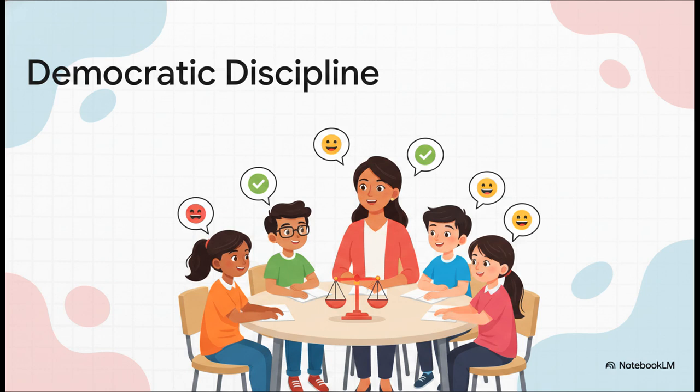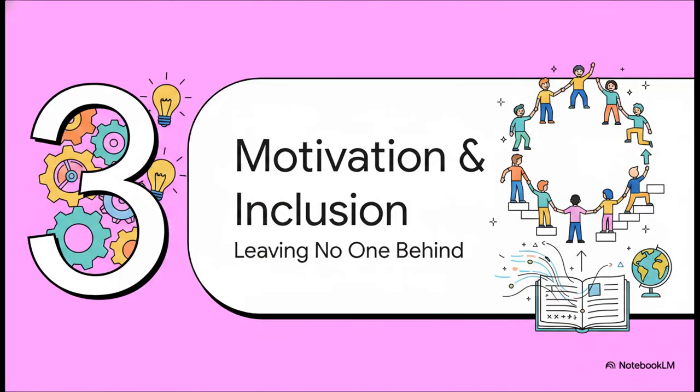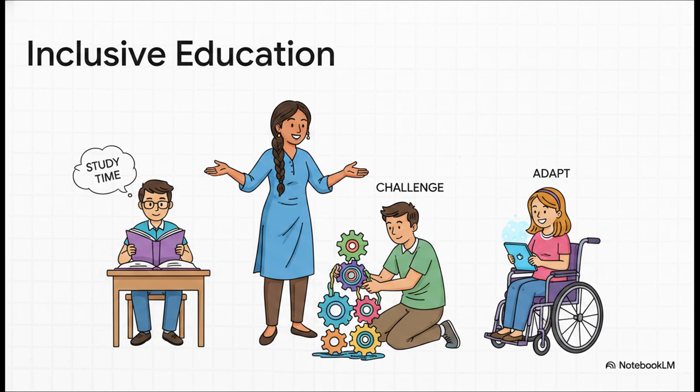It's all about cooperation, my friends, not coercion. Section 3, Motivation and Inclusive Education. Now, a well-managed classroom is wonderful. Absolutely. But it means very little if some of your students are being left behind. So the crucial point is principle number 4, inclusive education.